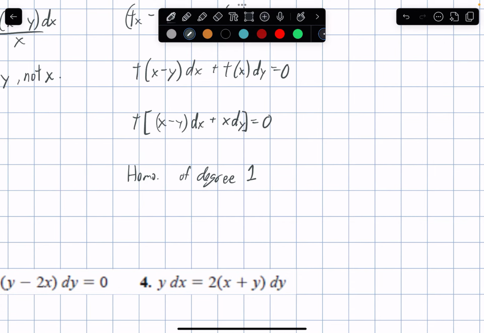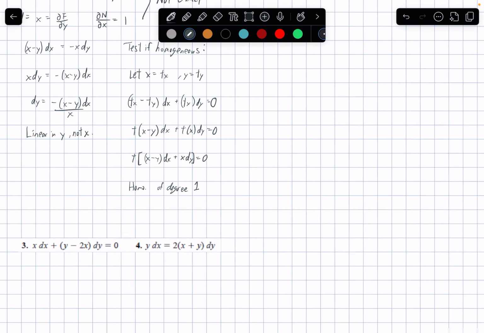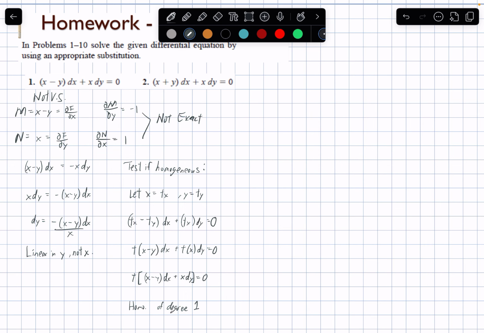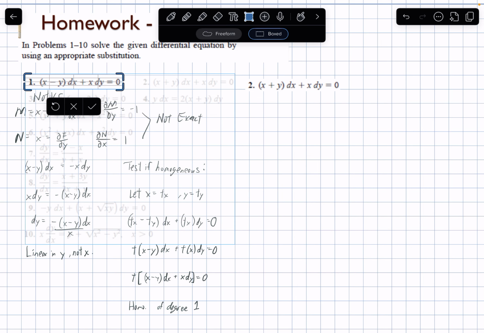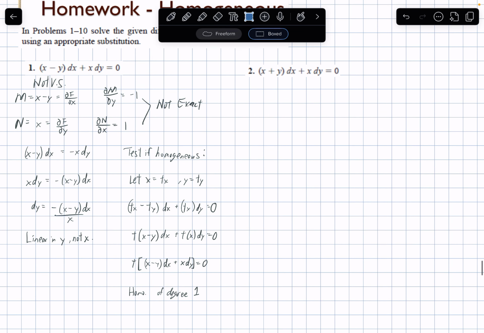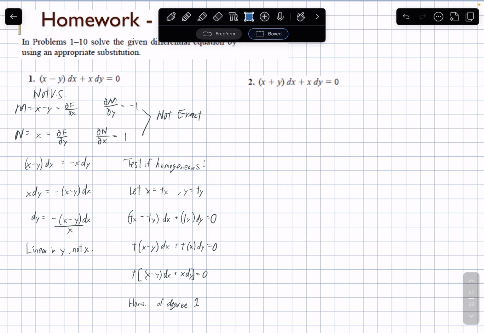Okay, so let's identify. Now that we've identified that the first order DE for number 1 is linear in Y, that's one useful thing to know. However, according to the instructions, you have to solve this using the homogeneous method. So we did try to test if the DE was homogeneous also, and it turns out that it is.